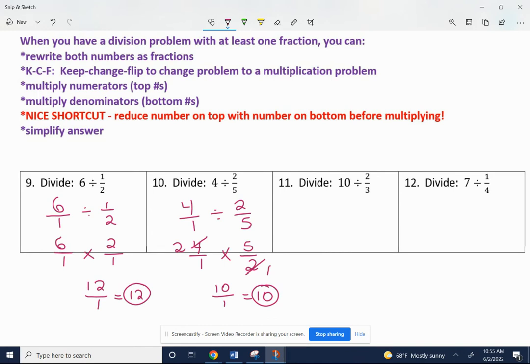Why don't you guys try the next two problems? Then you can unpause the video and check them.